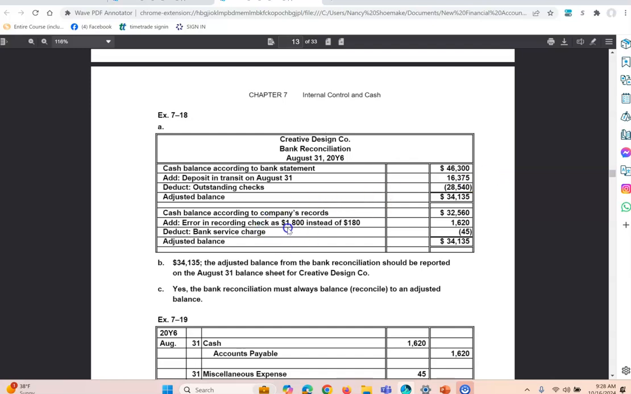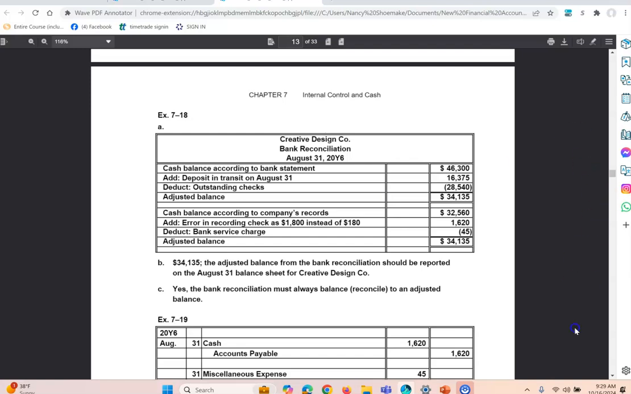We need to fix the error. We said the check was for $1,800. It really should have been for $180. Do you see how we add that back? And the service charge, the bank charge that we don't show yet, we need to subtract from our books, don't we? Does that make sense? Yes, no?